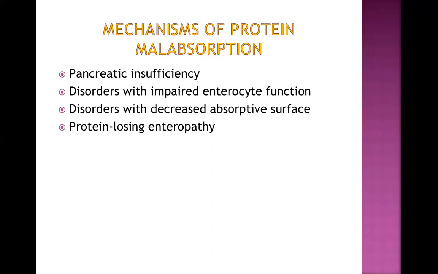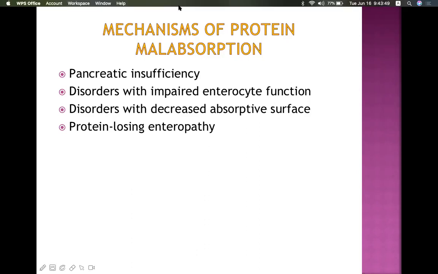Now, what are the mechanisms of protein malabsorption then? See there, most of the mechanisms are the same. Pancreatic insufficiency again, no trypsin, no chymotrypsin, no proteases. Disorders with impaired enterocyte function, again celiac disease, all those other disorders, even acute diarrhea sometimes. Disorders with decreased absorptive surface, same conditions which we have listed before. And protein losing enteropathy, these are the mechanisms of protein malabsorption. So these are just the pathophysiological mechanisms.